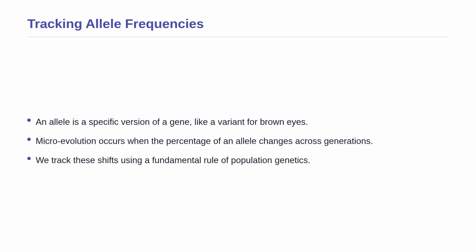We have just seen how to measure divergence between populations. Now, let us zoom in and look at how we track the specific genetic changes happening within a single population over time. Remember, an allele is simply a specific version of a gene, like a variant for brown eyes versus blue eyes.